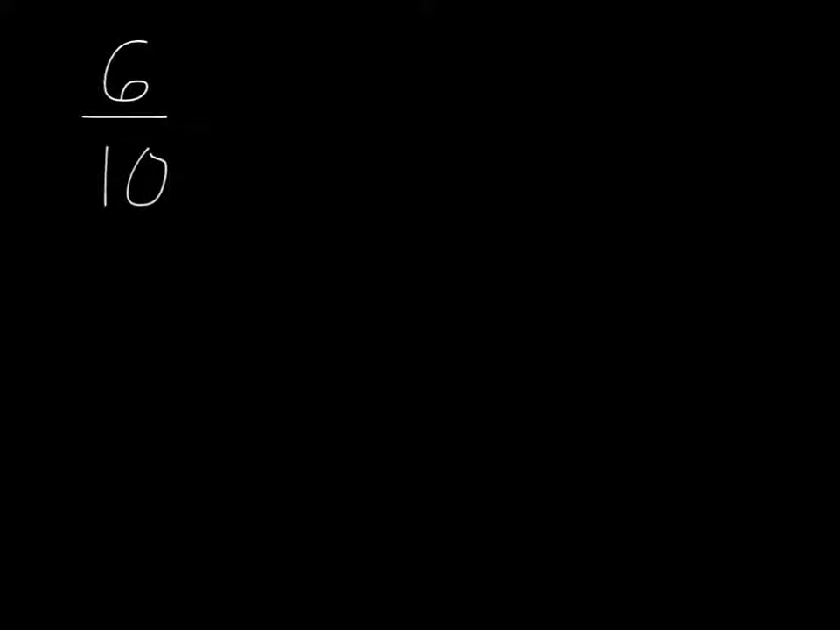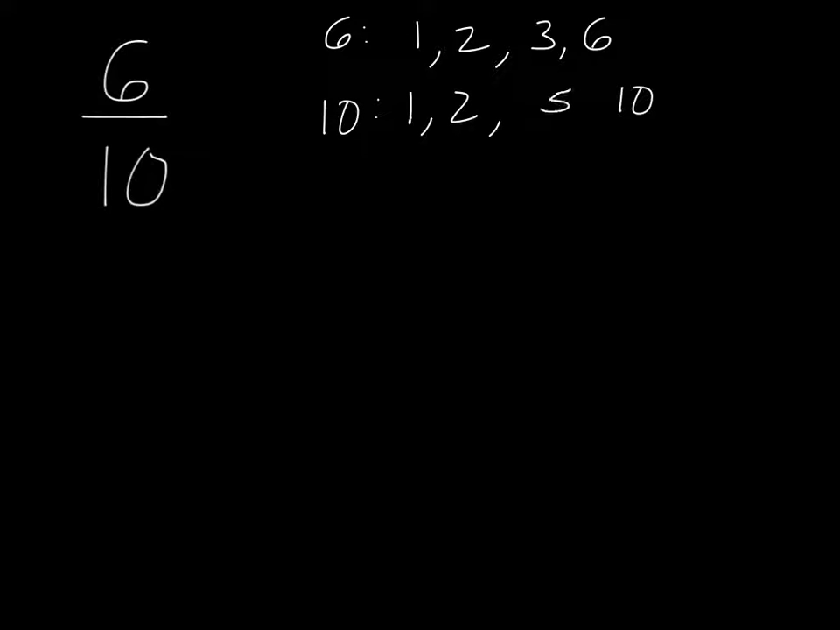Now we're going to take a look at the fraction 6/10. And again, we're going to start off by listing all the factors. The factors of 6, we have 1 and 6, 2 and 3. For 10, we just did this on the previous slide. We have 1 and 10, 2 and 5. So then we want to circle the factors that they have in common. And I see that the factor 2 shows up in both of those number lines.